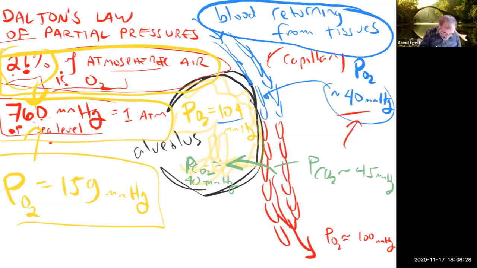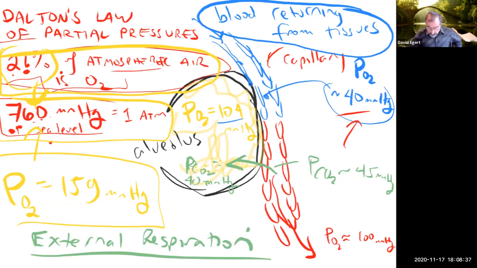So this is this idea of external respiration. This idea that you are taking oxygen, moving it into the blood along its pressure gradient, and taking carbon dioxide out of the blood according to its pressure gradient.